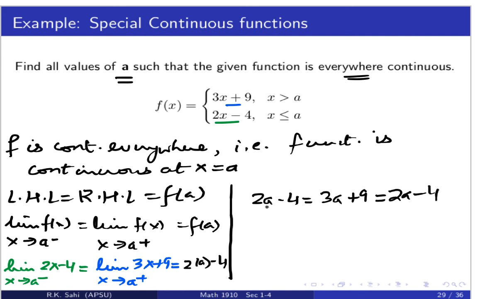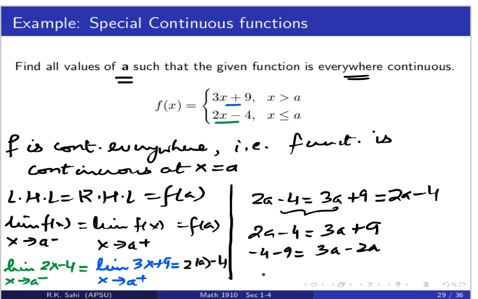So in order to solve for a, we can just pick these two: 2a minus 4 equals 3a plus 9. I can move the 2a over here. So minus 4 minus 9 equals 3a minus 2a, or minus 13 equals a. And that's our answer. So we have done a lot of problems with continuous functions.